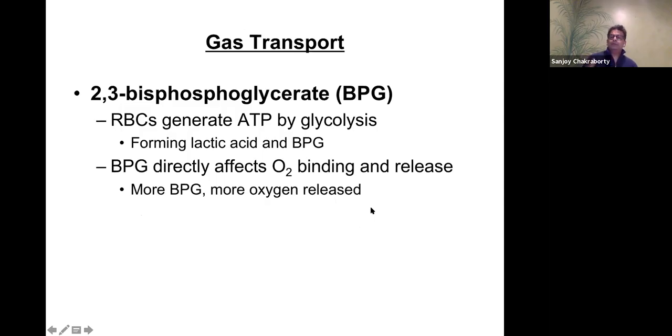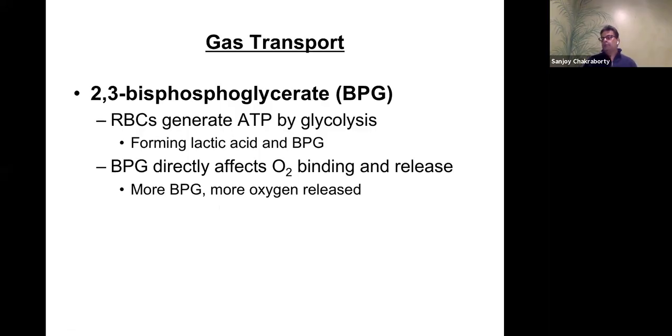So if the RBC has more BPG in it, they cannot bind oxygen better because they already used up their energy. Think about it this way: more BPG, more oxygen release. That means hemoglobin saturation is low because they cannot bind oxygen effectively. So that's all about oxygen binding.